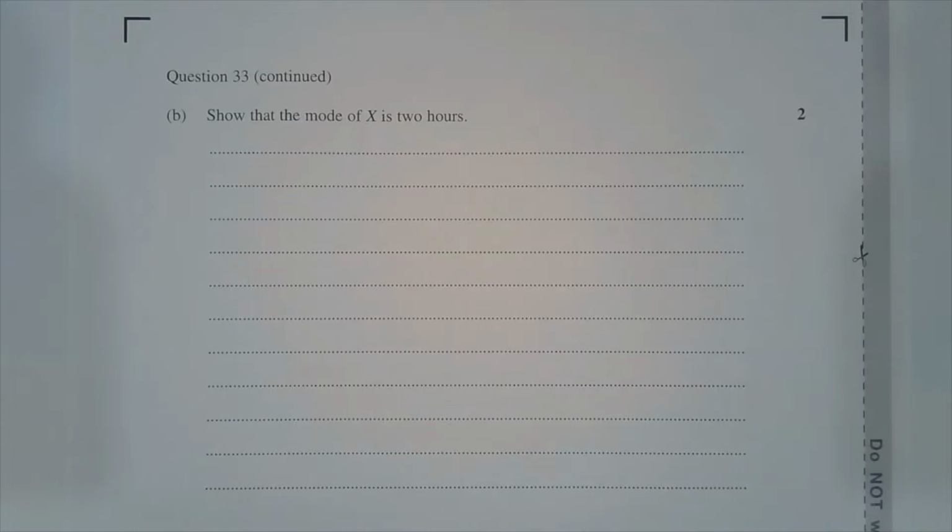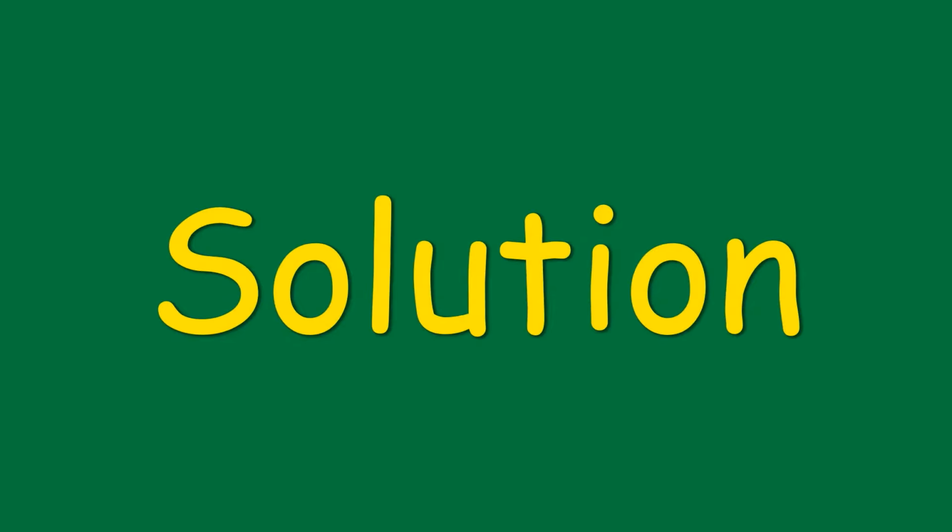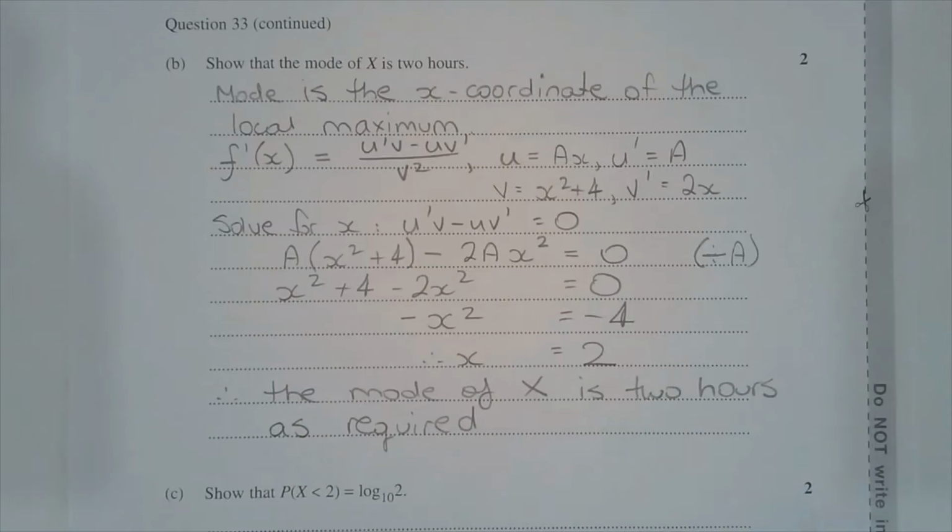Part B. Show that the mode of x is 2 hours. The mode is the x-coordinate of the local maximum. So to find that, we need the first derivative.